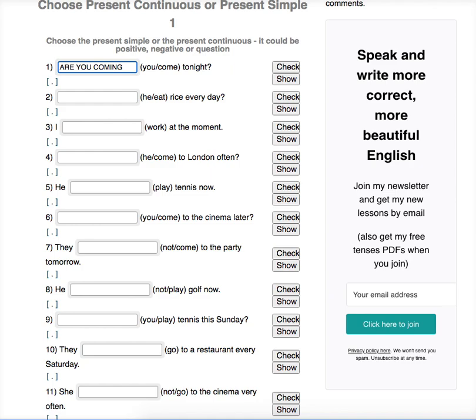Let's go with Pachito. Number 2. You have he eat rice every day and you have a question. So, Pachito, simple or continuous if you have every day? Wait. Little Lisa, please. Every day, daily routine. It is not happening right now, it's every day. Simple or continuous?